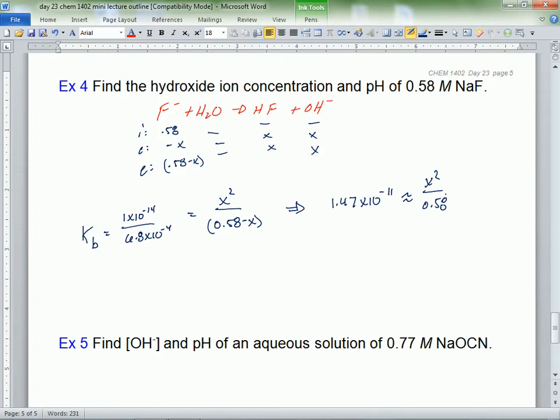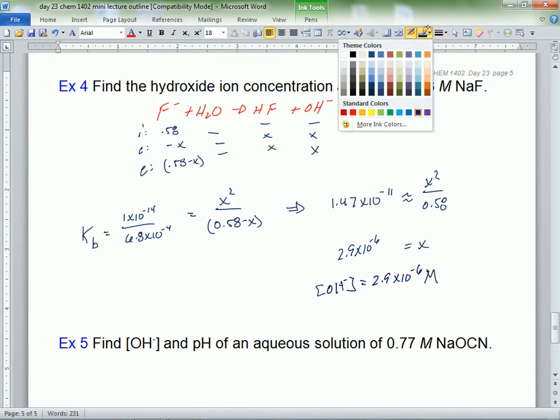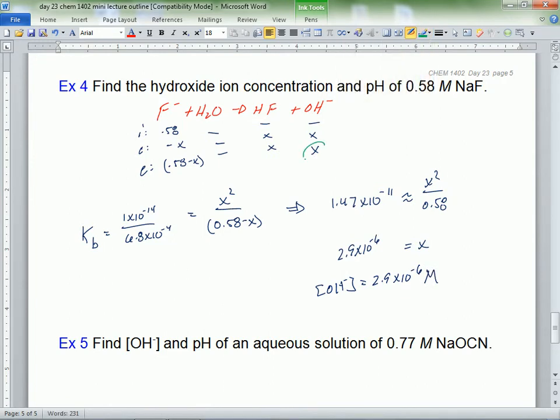Okay, a lot of people are getting x to be 2.9 times 10 to the negative 6. So that means the hydroxide concentration is 2.9 times 10 to the negative 6. If you're not sure, just go back to that ice table. The ice table says that hydroxide is x. So that part's done. And then what I think is easiest is just find pOH, because this is already in your calculator. Just find pOH and subtract from 14.